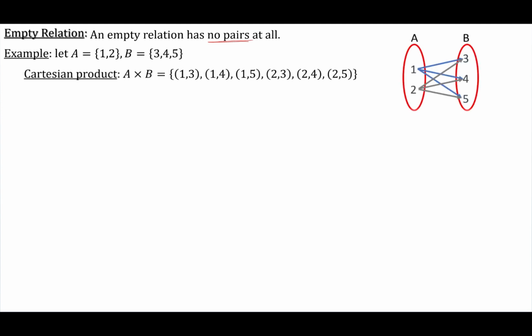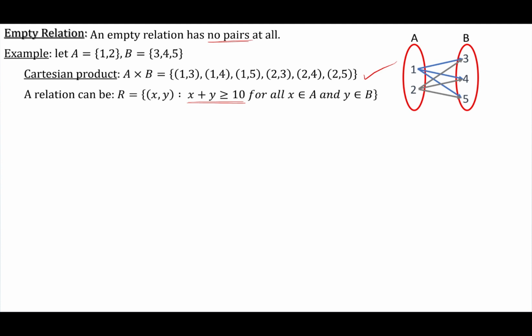Set A has 2 elements and set B has 3 elements. And this is the Cartesian product. We know it quite well. Now I'm going to define a relation such that x plus y must be greater than or equal to 10. Now from the Cartesian product we need to check whether it is in the relation or not.